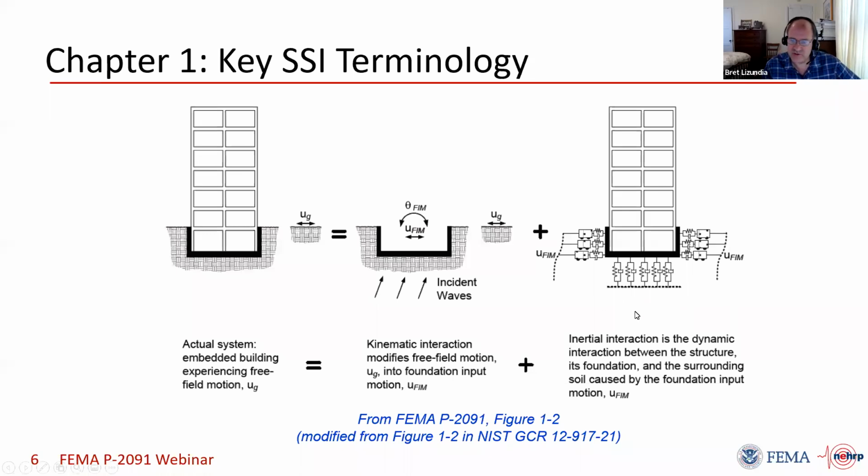The other half of the story is what's called inertial interaction, which is a little more complicated and involves damping of the soil. There are several different kinds of damping, and essentially the interaction of that whole dynamic system of masses and dampers and springs and how they go together can be parsed out into inertial effects, and we'll cover several of those today.